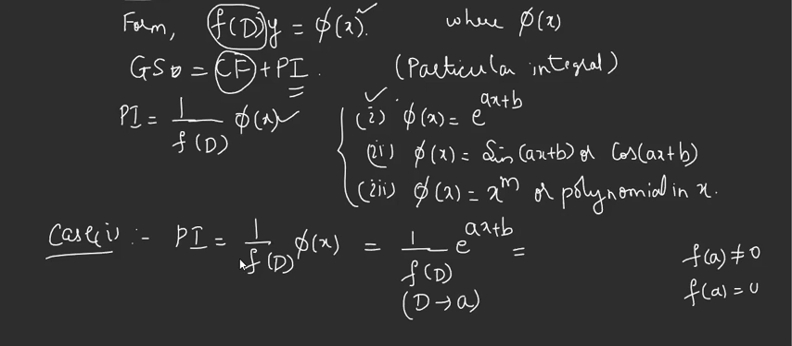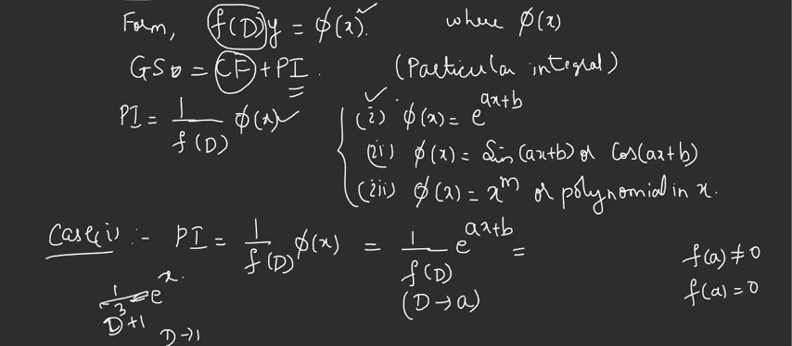Am I correct? For example, suppose I have d square plus 1, or d cube plus 1. Suppose my f of d is d cube plus 1. Suppose I have the exponential function e raised to x. According to this procedure, you should replace your d by a. What is my a? What is the coefficient of x here? 1.